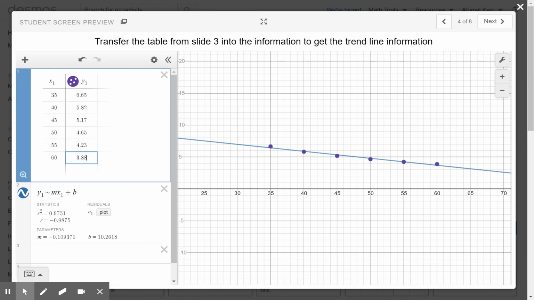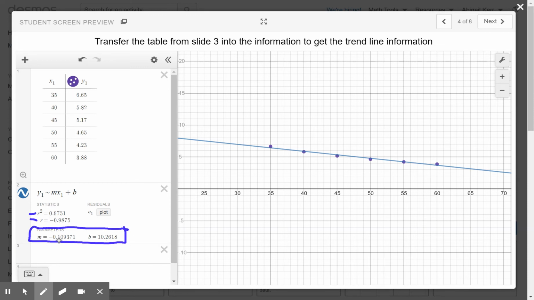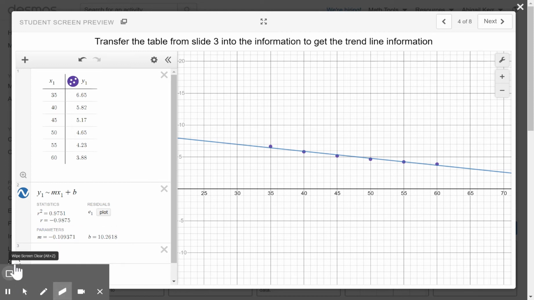Okay, so once all the data points are in the table, I want you to look at a few things. Right here is r squared and r. We're not going to deal with that at this moment, but this part, the parameters of your line, shows you the m and the b, your slope and your y-intercept.